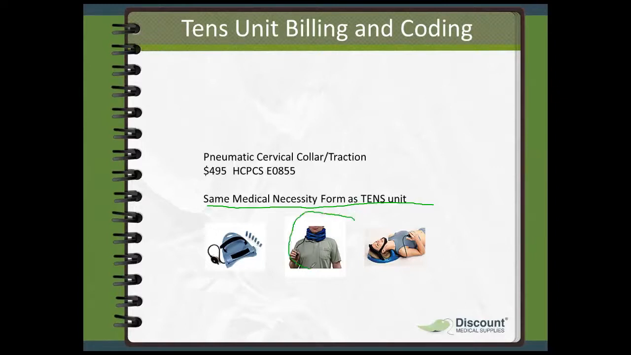This is probably one of the most popular products that we have nationally on our website. And it's the pneumatic cervical collar. And we have the best price available in the country. They're very affordable. And the best part is they're highly reimbursable. So typically you can bill them out up to $495, and I've seen reimbursement all the way from $100 to $495. But again, they're using the same medical necessity form.